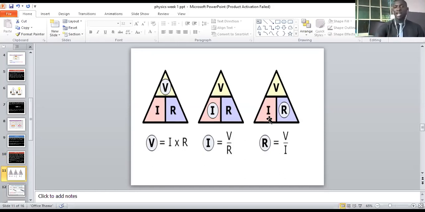With this diagram, you'll be able to understand that when we are looking for voltage, it is IR. When we are looking for current, it is V over R. When we are looking for resistance, it is V over I. You understand?